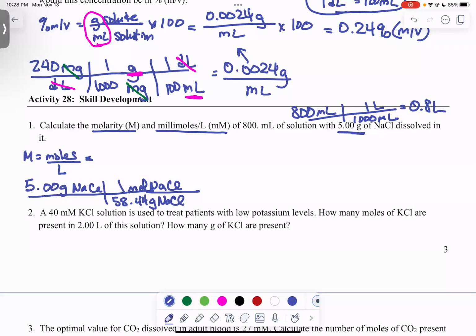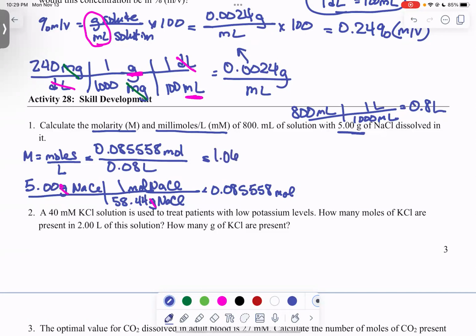If we do that math real quick, we got 5 divided by 58.44, and we're going to get 0.085558, and that's in moles because we canceled out our grams. So now we have 0.085558 moles per liter, and we calculated we had 0.8 liters. So if we take that and divide by 0.8, what we get is 1.069. How many sig figs? We got 3, so 1.07.